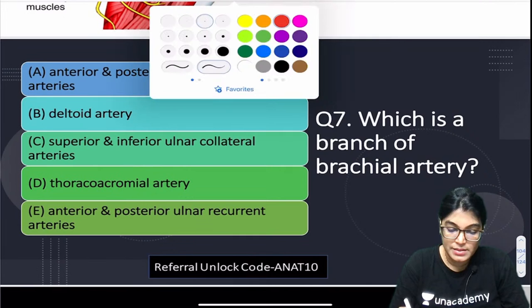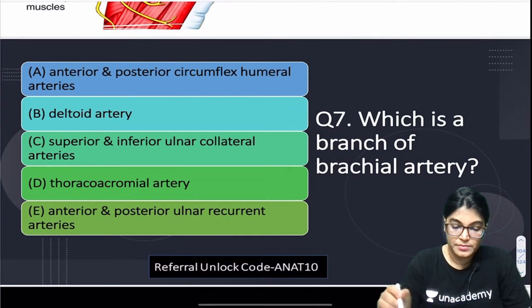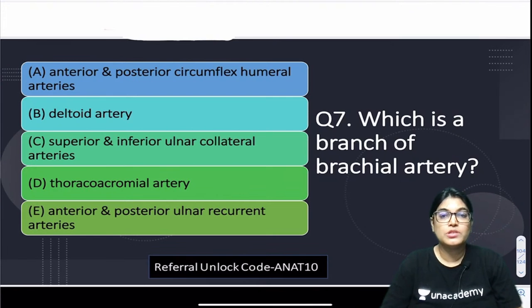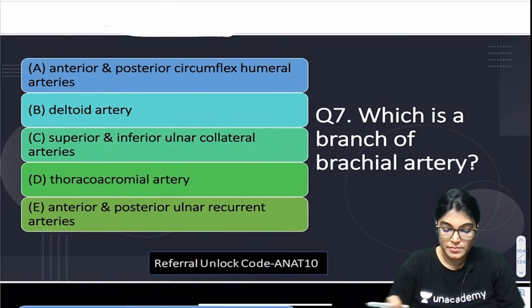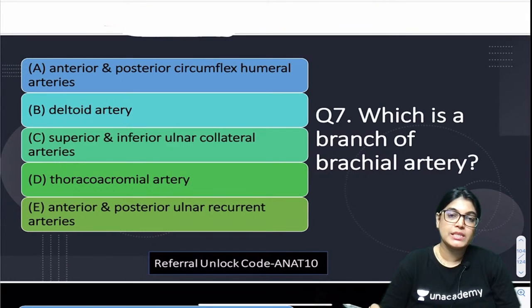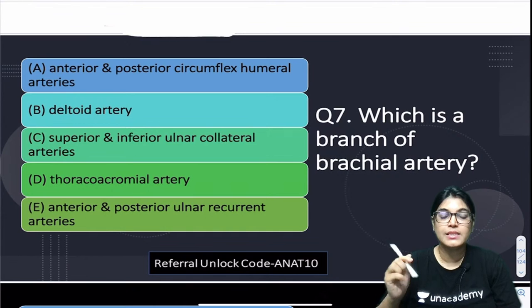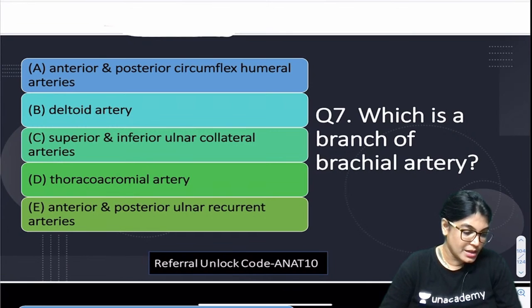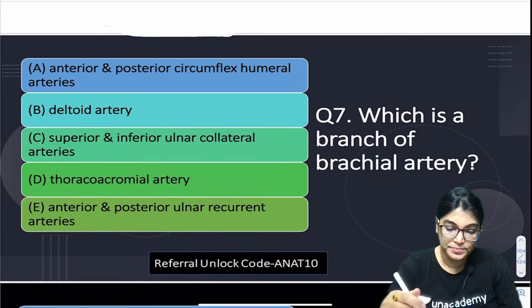Yeah, so mark the correct answer. Question number 7. Which is a branch of brachial artery? Whether it is A, anterior, posterior circumflex humeral artery, whether it is B, deltoid artery, whether it is C, superior, inferior ulnar collateral artery, or whether it is D, thoracoacromial artery, or E, anterior, posterior ulnar recurrent artery. So yes, mark the correct answer.